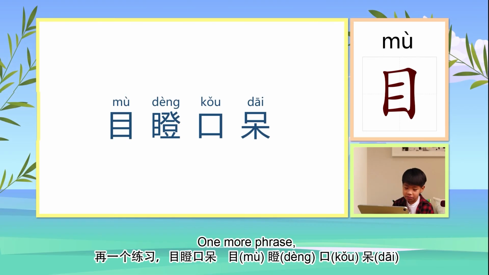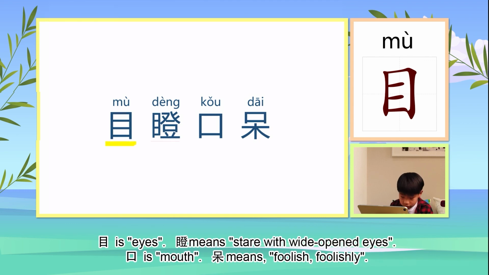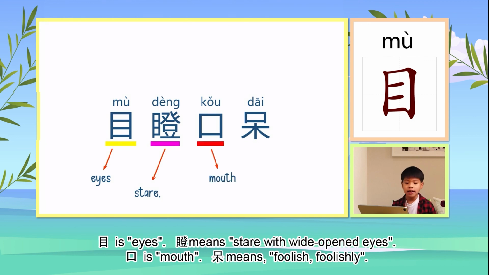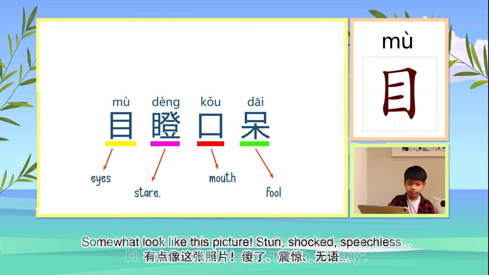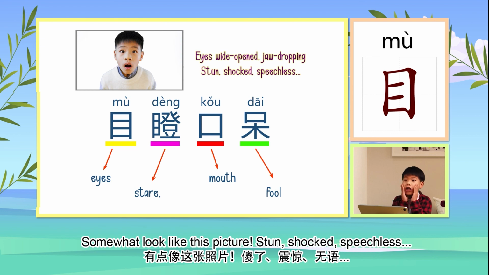One more phrase. 目瞪口呆. Mu is eyes. 瞪 means stare with wide open eyes. Ko is mouth. 呆 means foolishly. Somewhat look like this picture. Stunned, shocked, speechless.